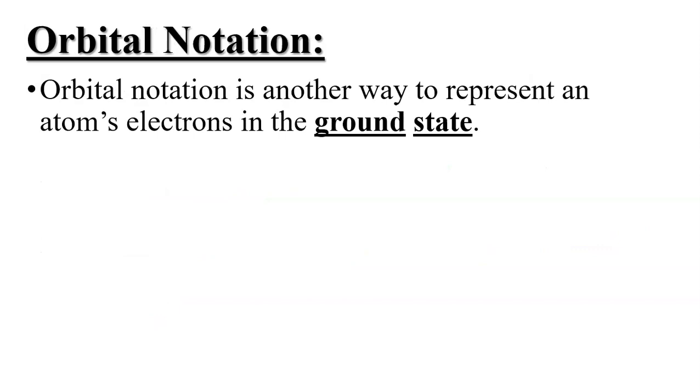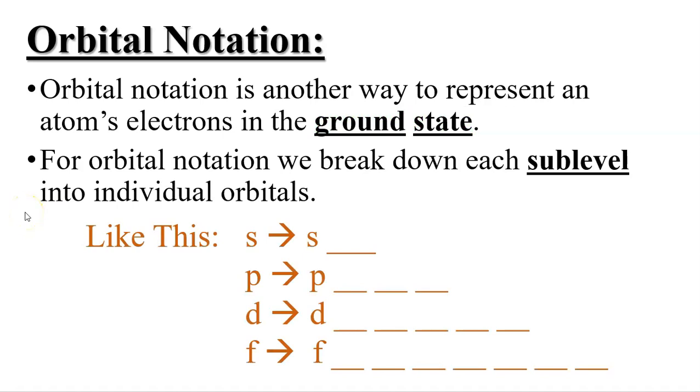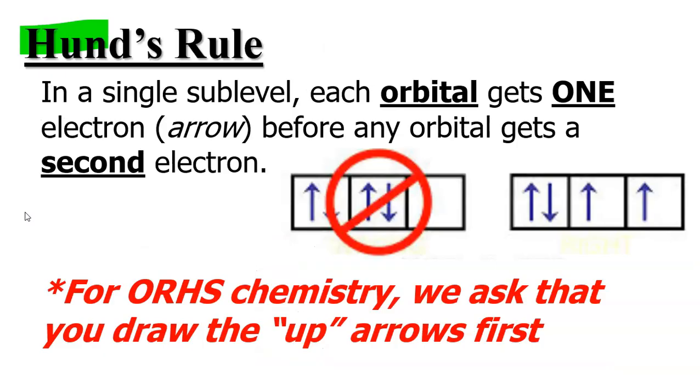Orbital notation is another way to represent an atom's electrons in the ground state. For orbital notation, we break down each sublevel into individual orbitals. So S has 1, P has 3, D has 5, and F has 7. This is a good visual for learning how electrons are placed along the energy level.